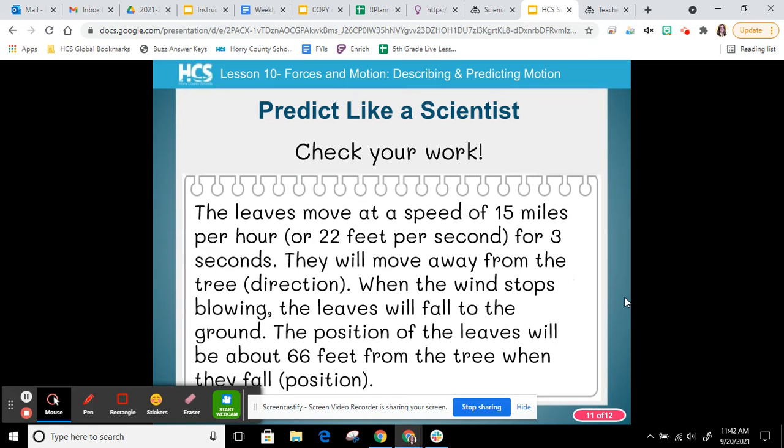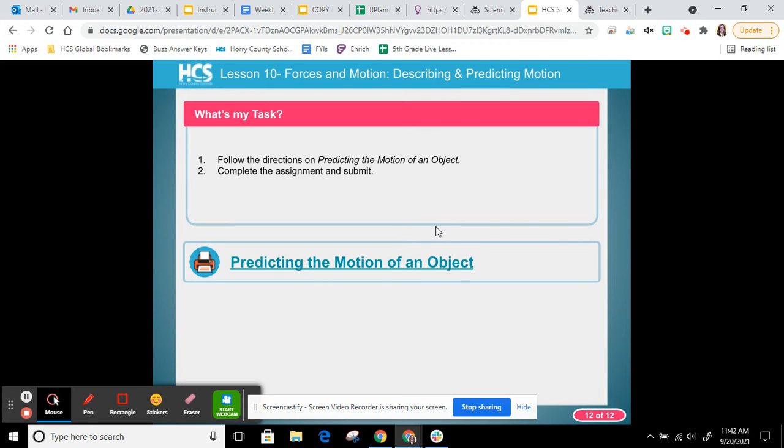So this is a great slide to help you make sure that you understand how to describe motion, because your assignment, which is on the last page, is predicting the motion of an object. That can be found right here by clicking on that link.